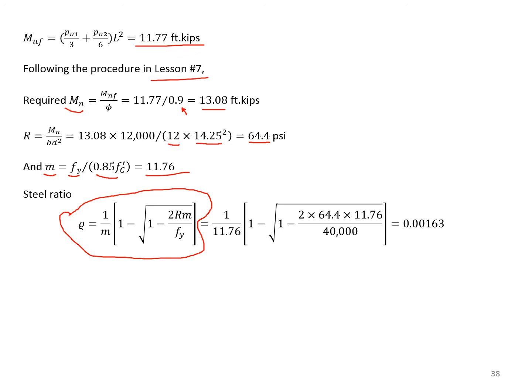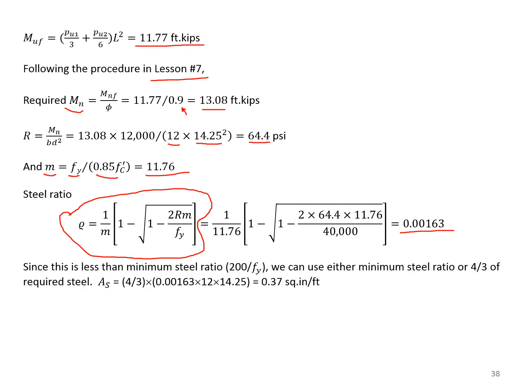Plug numbers in there, make sure to make the units consistent, you get the steel ratio rho. And this is, of course, smaller than the minimum. Minimum steel ratio is 200 over fy. You notice that this is smaller. So we can use either the minimum, but a lot of times the ACI code allows 4/3 of the required steel. Let me show you what it means.